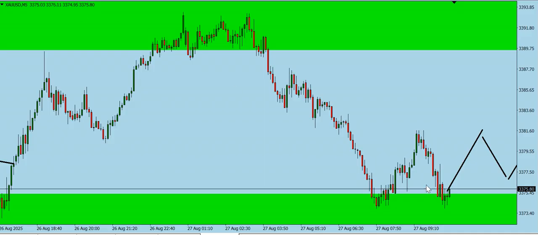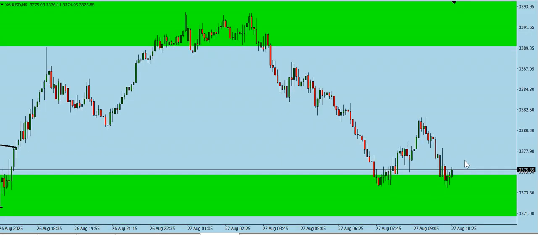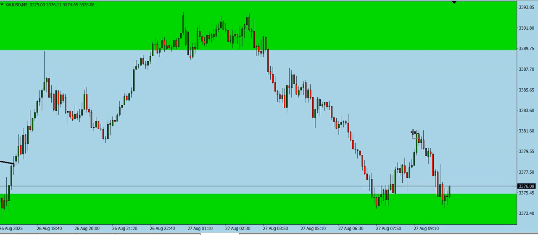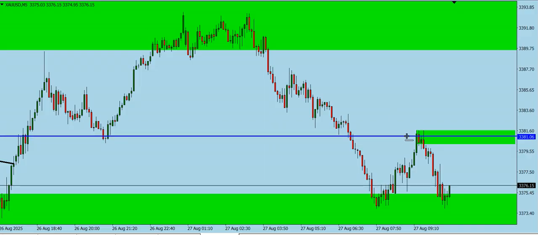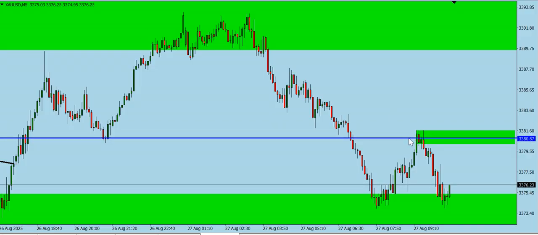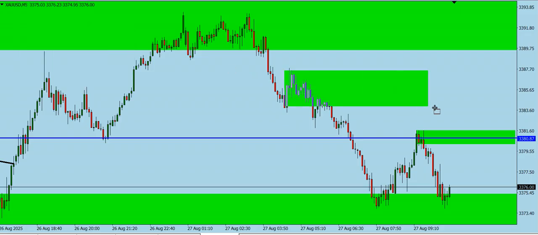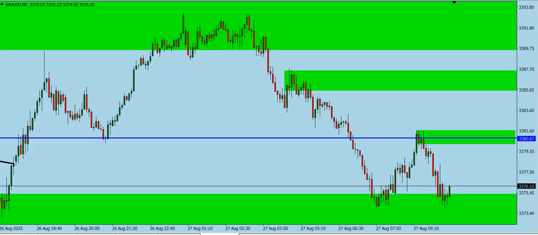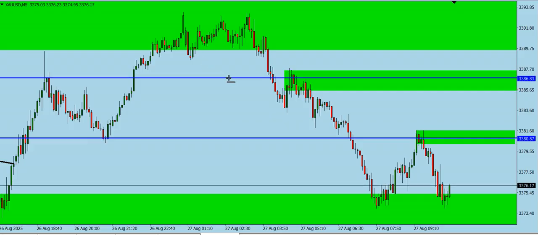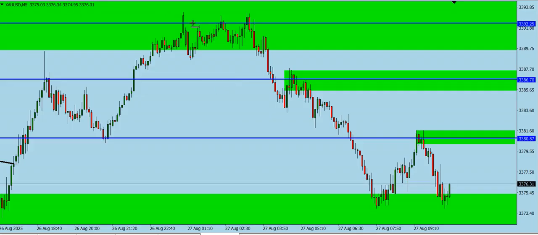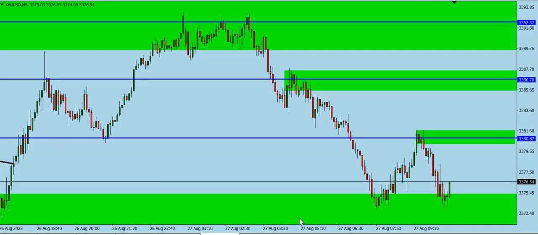Price is ranging on the 5 minutes time frame. I have this initial resistance here at the 3381 area on the 5 minutes time frame. Another resistance area is at 3386, and the final one is at 3392.